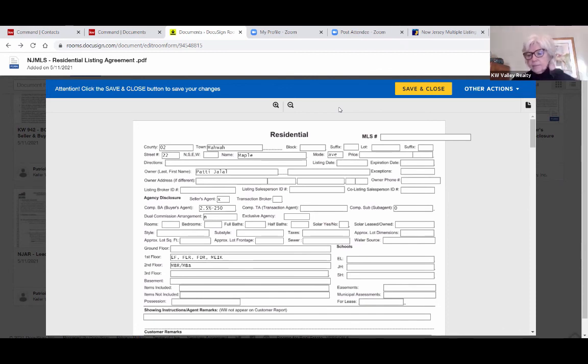So where do we get those hard copies? I guess in the New Jersey MLS? You can get it from there, or you can print out of Command. Okay.